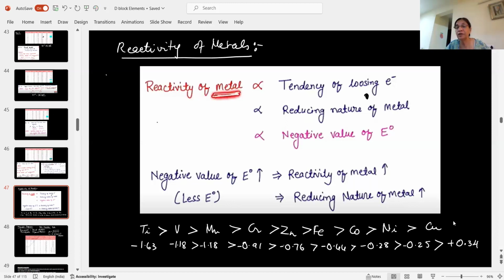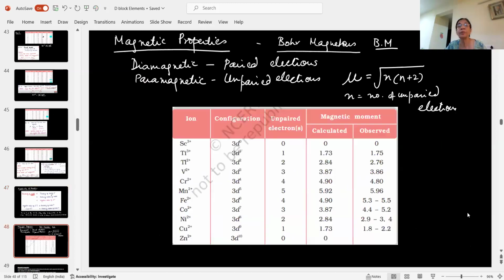Copper is the least reactive in 3d series. Why is copper the least reactive in 3d series? Because it has a positive reduction potential. So that is why when you react all the metals with acids, they displace hydrogen, but copper is below hydrogen, and that is why it cannot displace hydrogen.